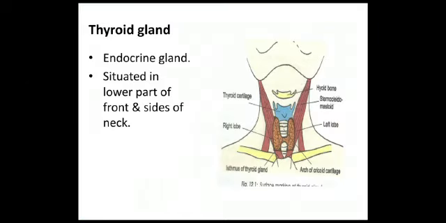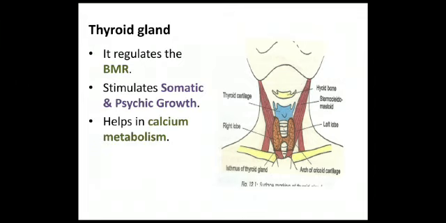Now we'll take up the thyroid gland. It's an endocrine gland situated in the lower part of the front and sides of the neck. It regulates the BMR. It stimulates both somatic as well as psychic growth. It helps in calcium metabolism.